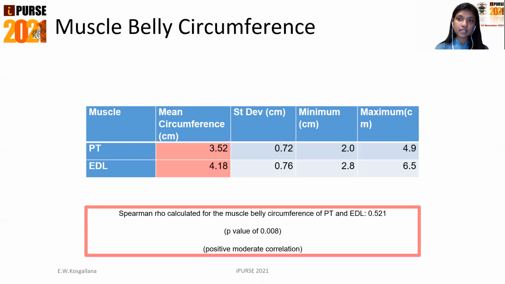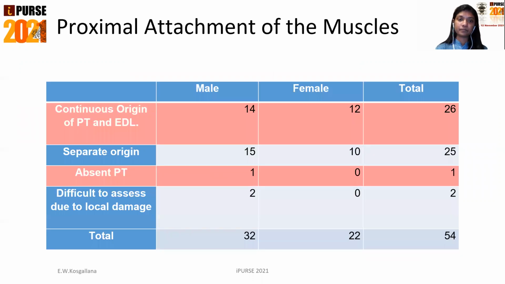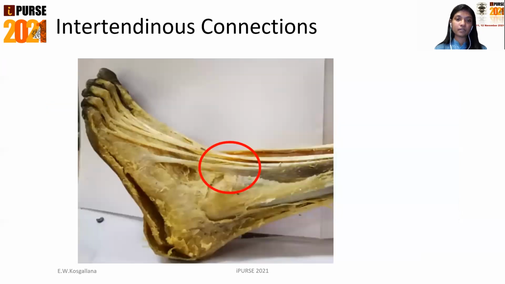So this goes against the theory that PT is an evolutionary replacement for EDL. Rather, the PT plays a complementary role for EDL. When considering the proximal attachment of these muscles, 26 of the specimens had a continuous origin of PT and EDL, and in 25 specimens they had a separate origin. And in one of the specimens, we found absence of Peroneus Tertius.